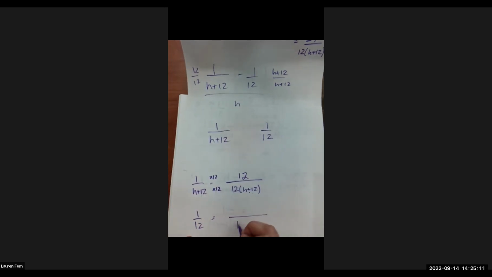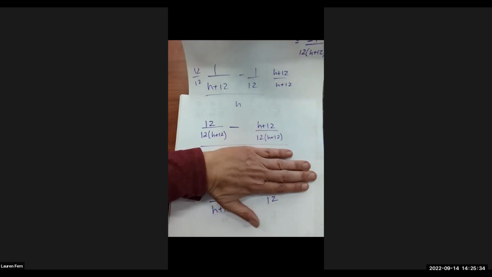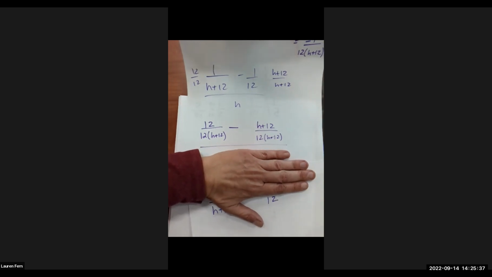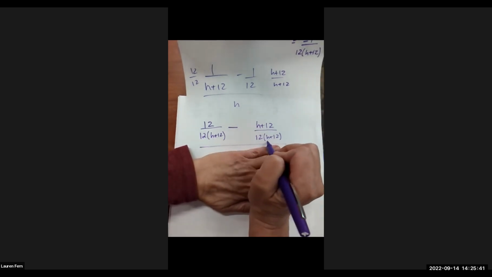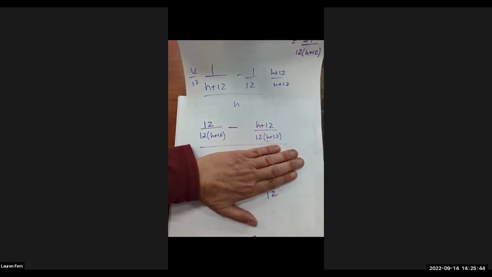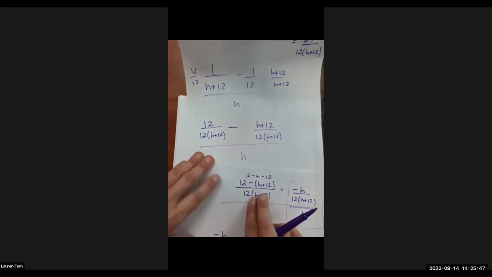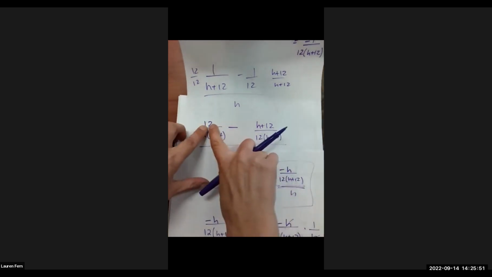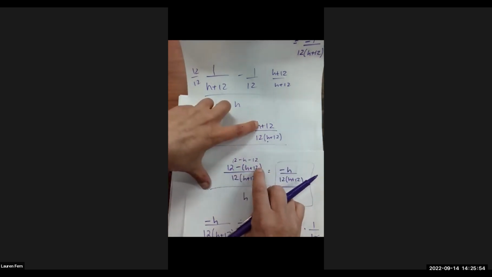Now what I need to do is write 1/12 with the same common denominator. Well, what am I missing going from here to here? h plus 12. So if I multiply my denominator by h plus 12, I need to multiply my numerator also by h plus 12. And that's how I got this thing up top. Then from here, what I did is I said, well, I've got a common denominator. The whole point of doing that is putting it over one fraction. So I took this 12 times h plus 12 denominator and I took my numerator, 12 minus this term.